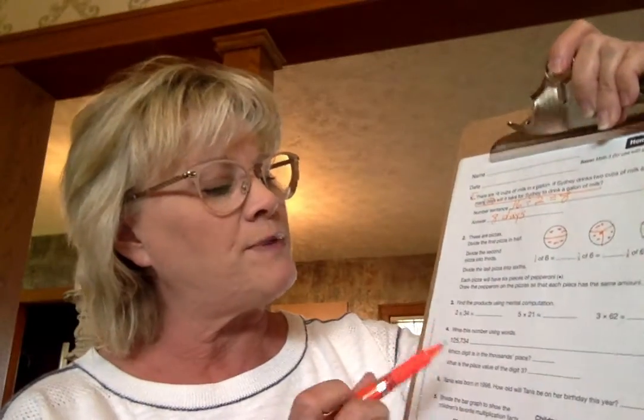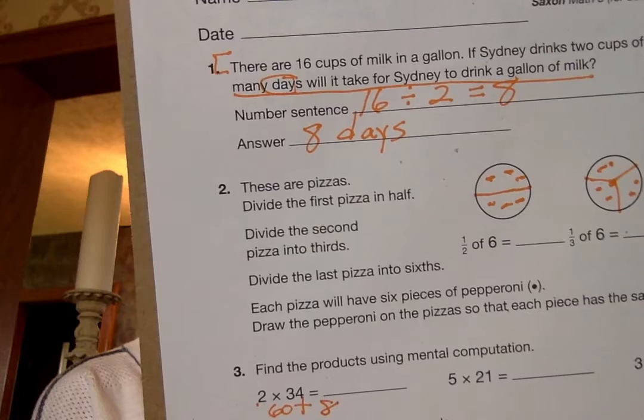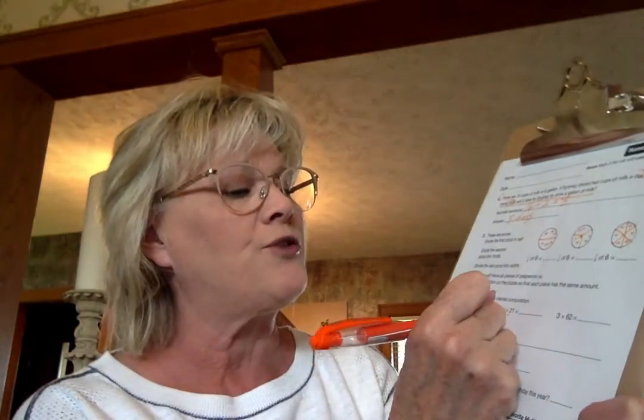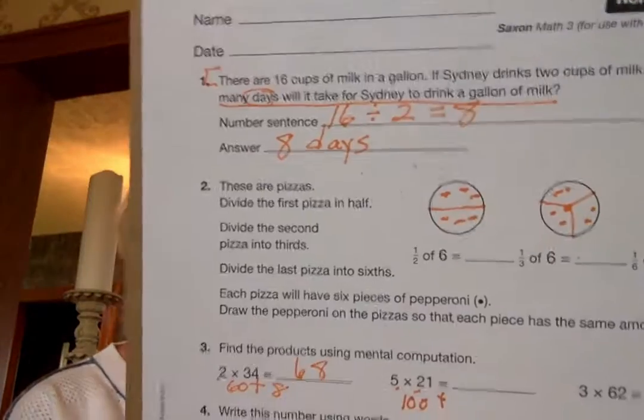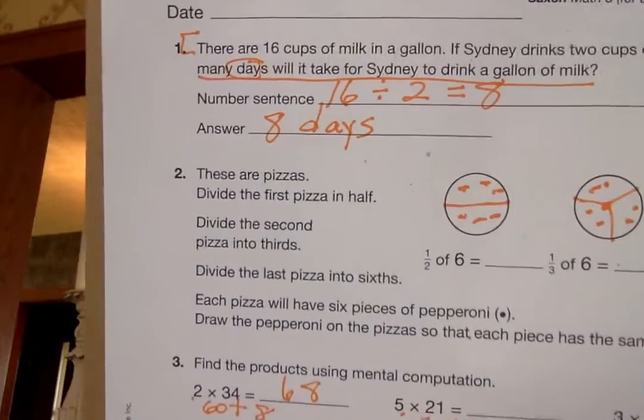3, find the products using mental computation. So 2 times 34. So first we have to think 2 times 30. 2 times 30 is 60. And 2 times 4 is what? 8. And 60 plus 8 equals 68. 5 times 20 is 100. And 5 times 1 is 5. And 100 plus 5 is 105.